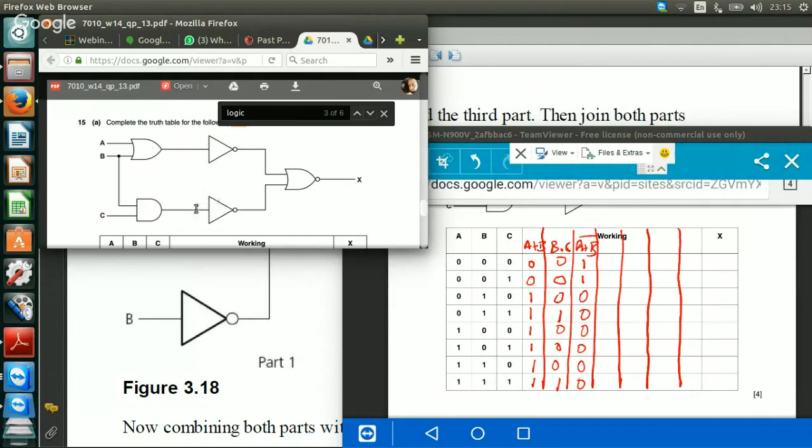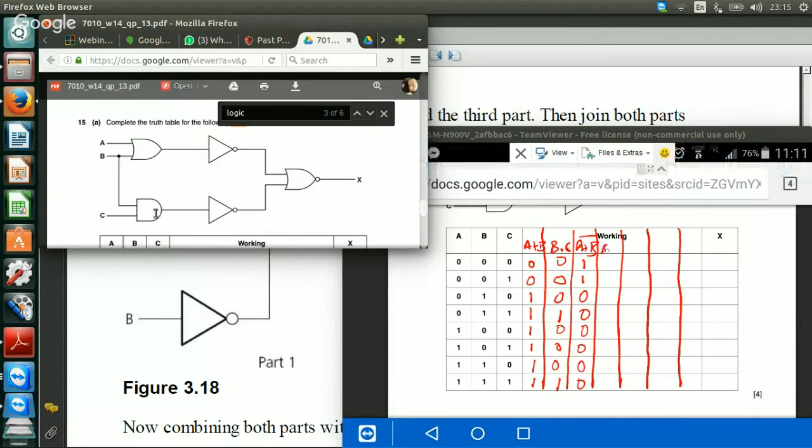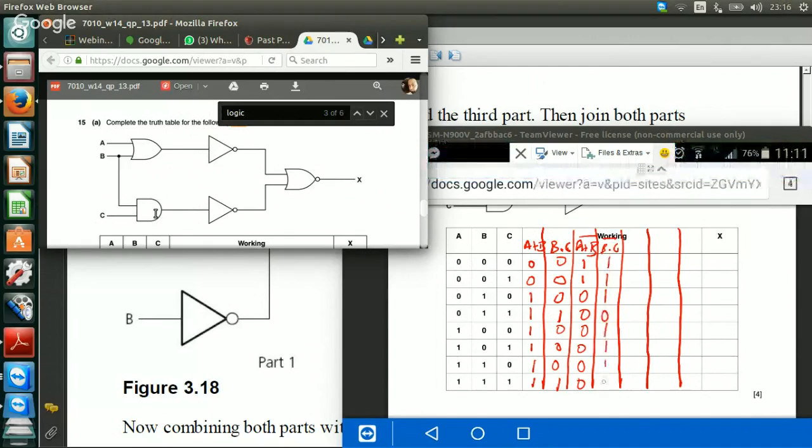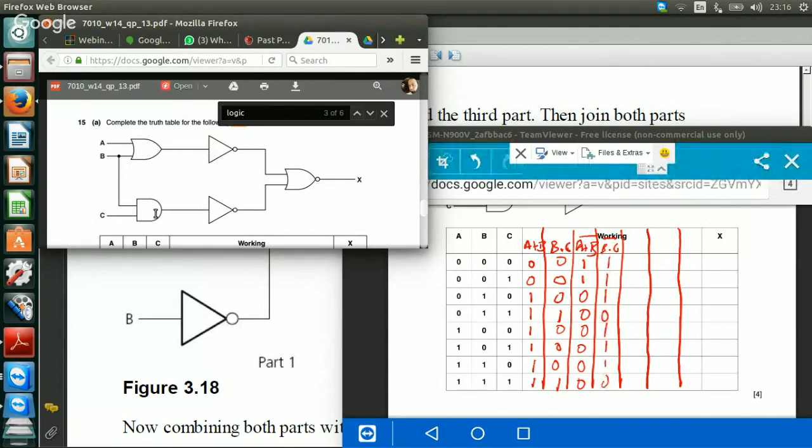The other NOT gate has as its input the output of the AND gate. So let's simply invert the output of the AND gate. B dot C will get inverted. B dot C is 0 here, so 1, 1, 1, 0, 1, 1, 1, and 0. So this will be the product.